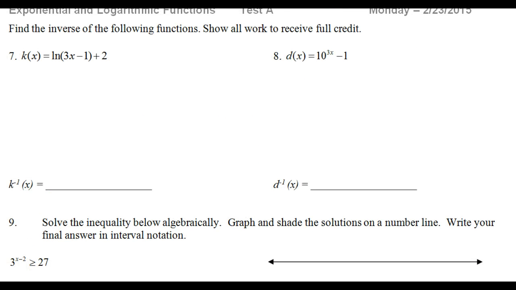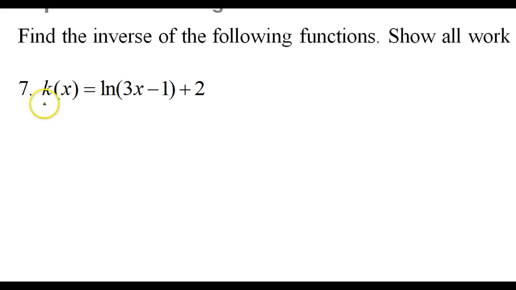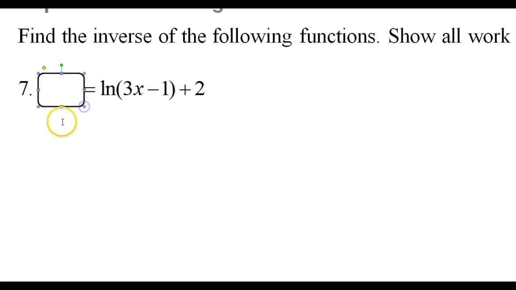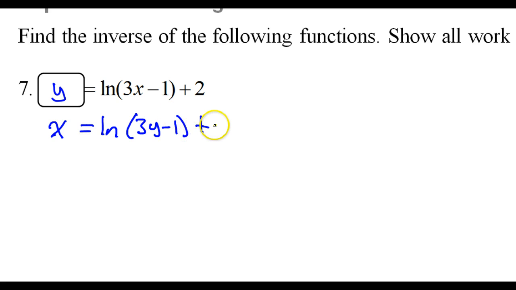So, number 7. There are two steps to finding the inverse of any function. Step 1 is to switch x and y, and step 2 is solve for y. So what am I talking about? Well, this k of x part is basically like a y. So when I say switch x and y, I mean let's put x here and let's put y here. Okay, so now we have switched x and y. Now we just need to solve for y.